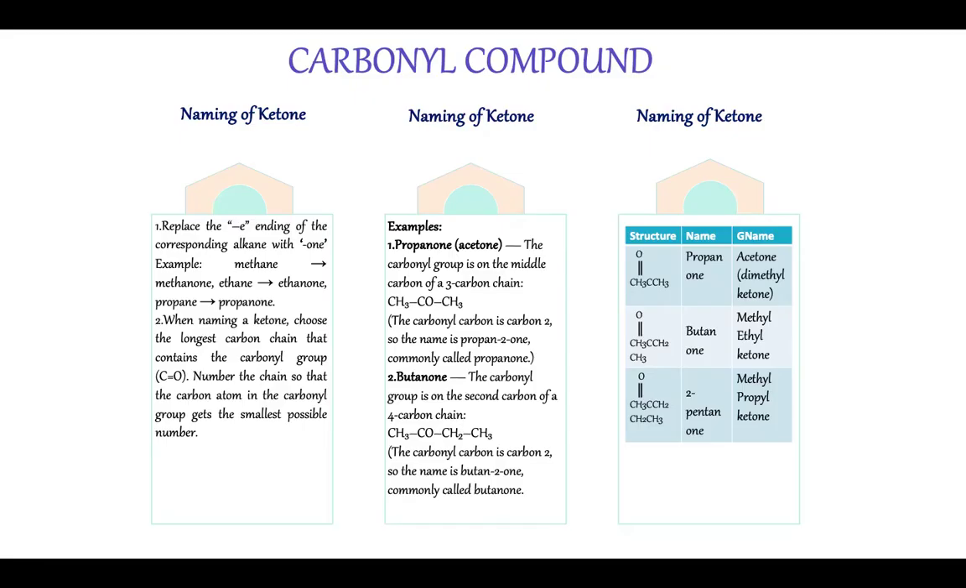And butanone, where the carbonyl group is on the second carbon of a 4-carbon chain. So CH3-CO-CH2-CH3, where the carbonyl carbon is carbon 2, and the name is butan-2-one, commonly called butanone. These are a few examples of naming of ketone. This is the structure on the left-hand side, and the name is propanone, with the common name acetone. And we have a sample for butanone and also 2-pentanone.